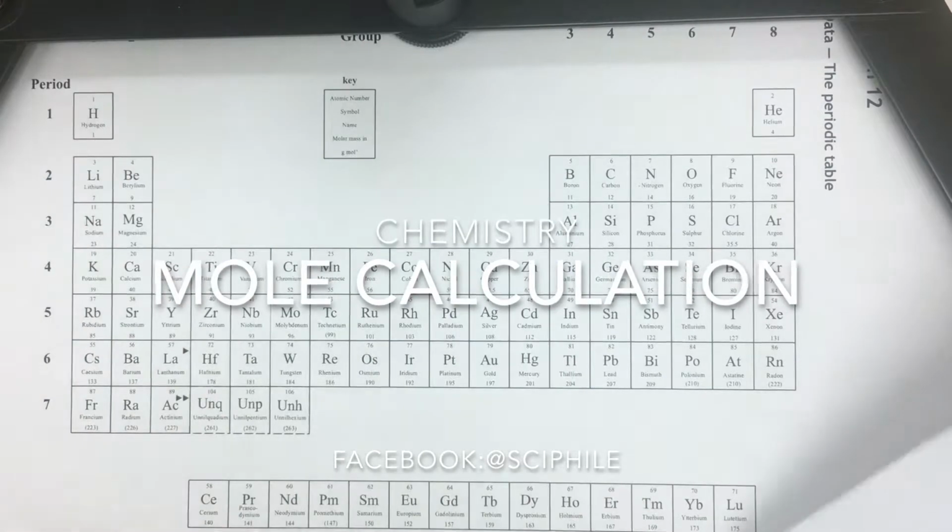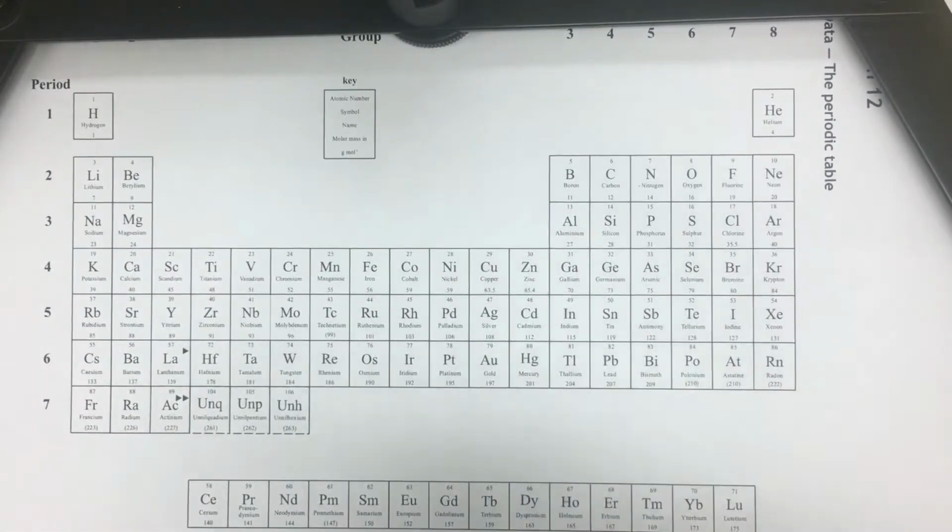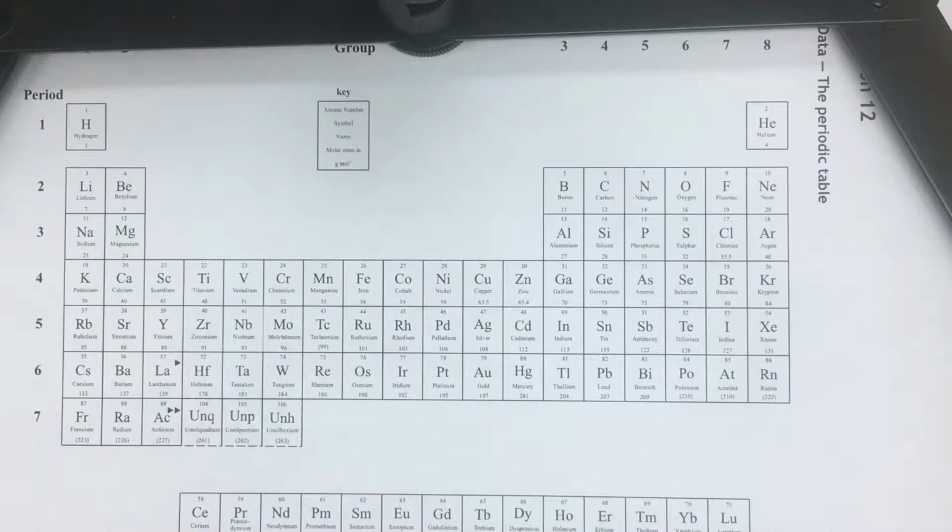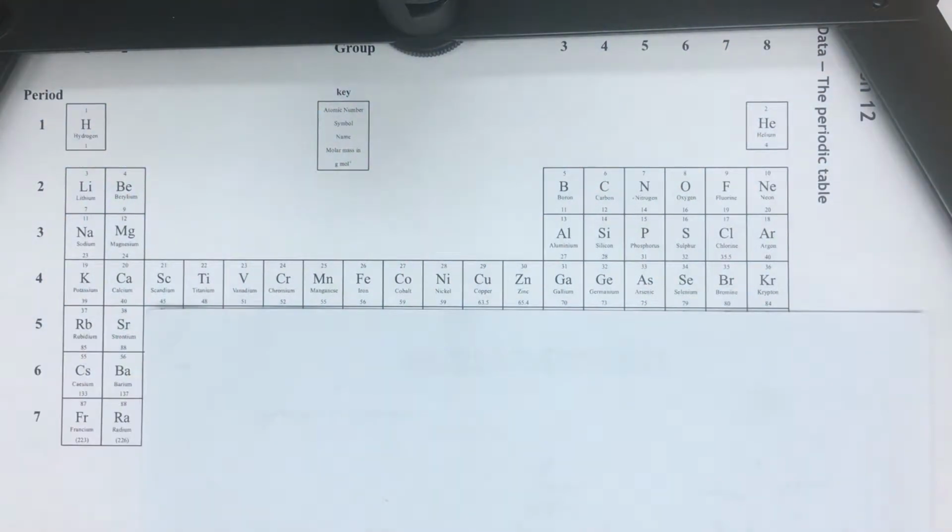Today we can talk about mole calculation, a very important topic in chemistry. If you do mole well, most of the time you should be very good at chemistry. A lot of students keep asking what is mole, what does that mean, what is it for? It is actually just a unit. You don't need to be very obsessed with what it means.